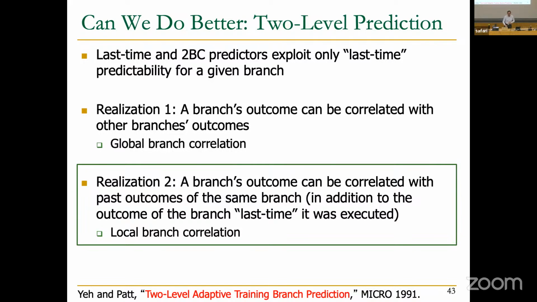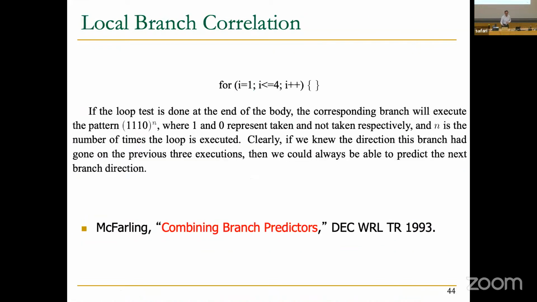Local in a bigger sense. Basically, a branch's outcome can be correlated with past outcomes of the same branch, in addition to the outcome of the branch last time it was executed. So basically, you look at the pattern, the local history pattern, in a local history register. Let's take a look at what this means. We've actually seen this earlier with my taken, not taken, taken, not taken example, but this is kind of similar. This is from the paper that I suggested that you read.